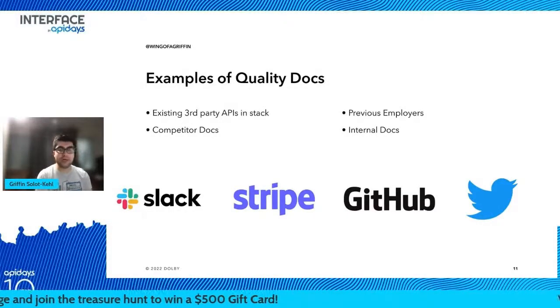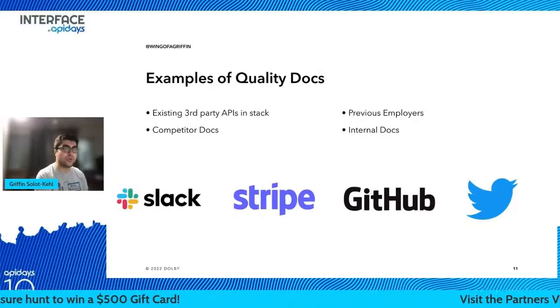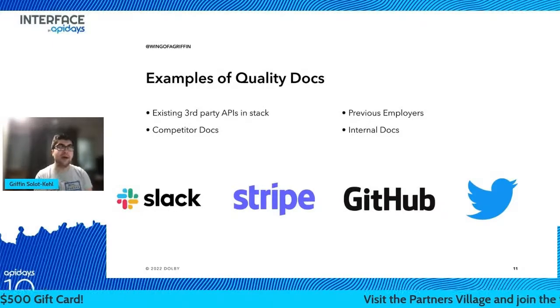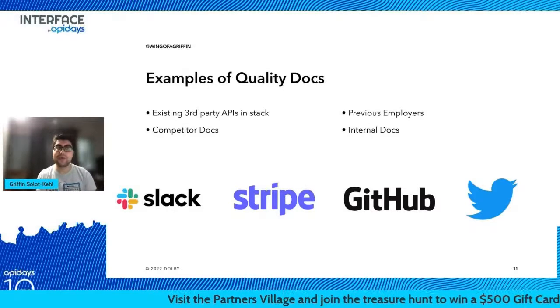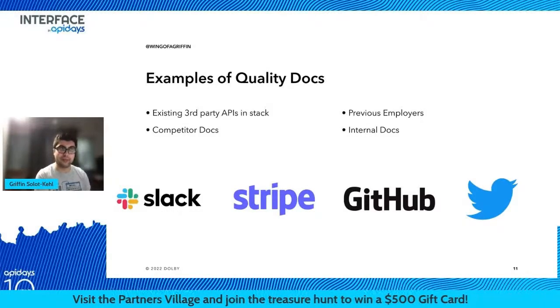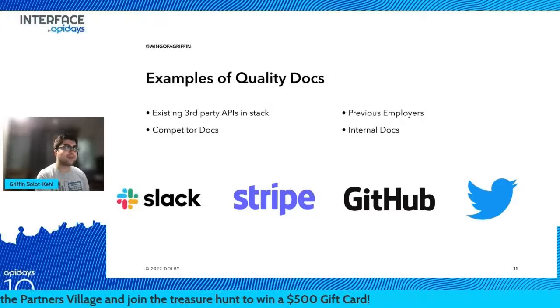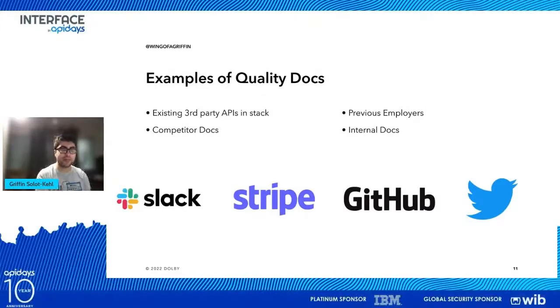Similarly, take a look at your competitors' docs and see if they're doing anything that you want to be doing or not doing, as well as your internal docs, to make sure that you're just doing things that are going to be intuitive to your developers. I like taking a look at Slack, Stripe, GitHub, and Twitter as examples of documentation that I've had a good time with, but take advantage of what's going to be relevant towards the industry and the marketplace and the developers that are going to be using yours.